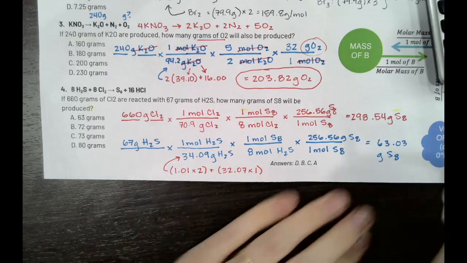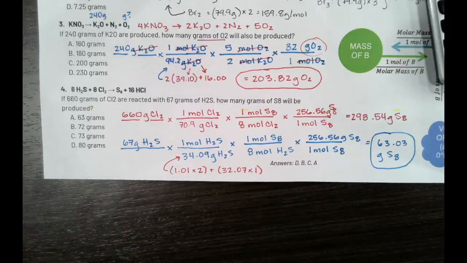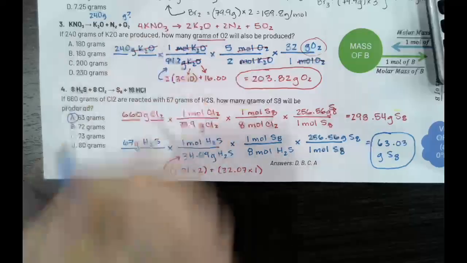So if we're going to run out of this first, once we run out, this grinds to a halt. So we're only going to make 63 grams, and that is answer choice A.